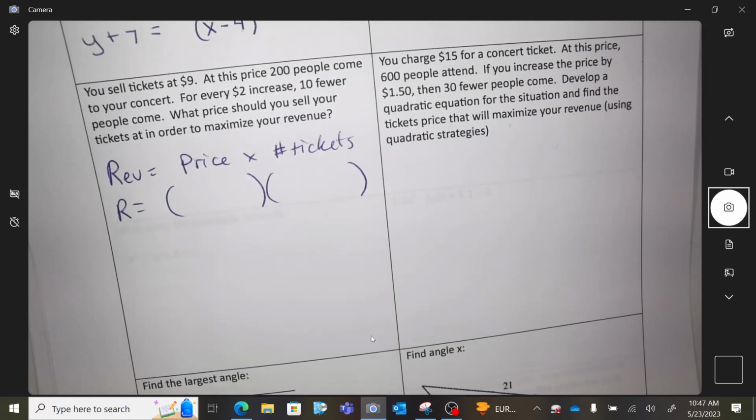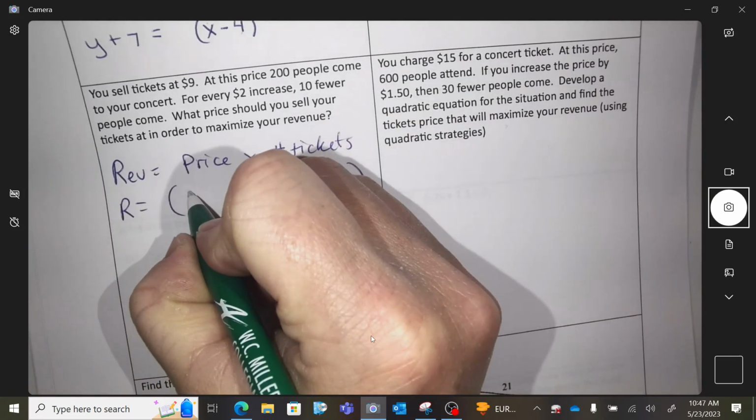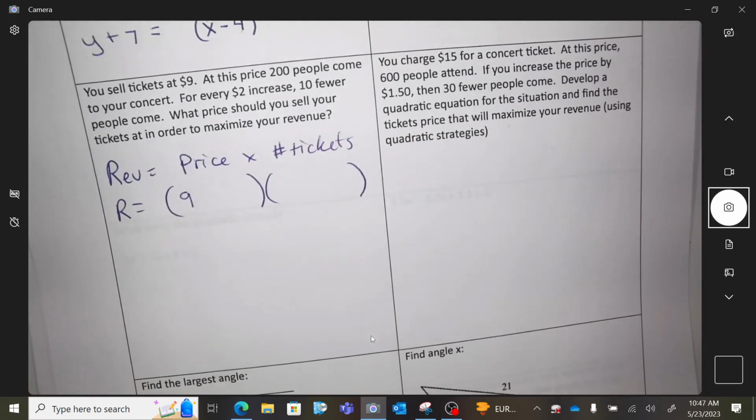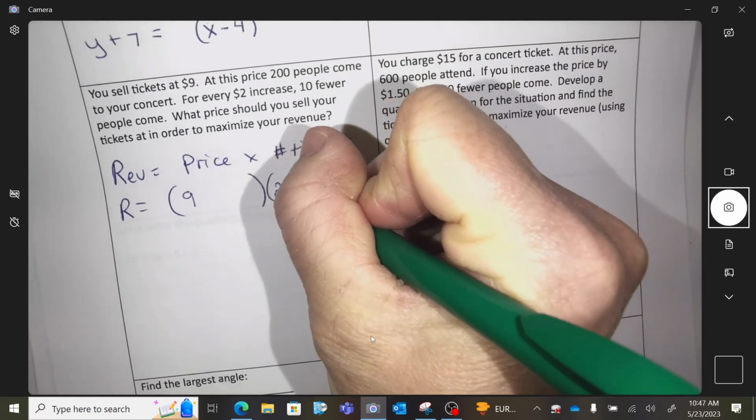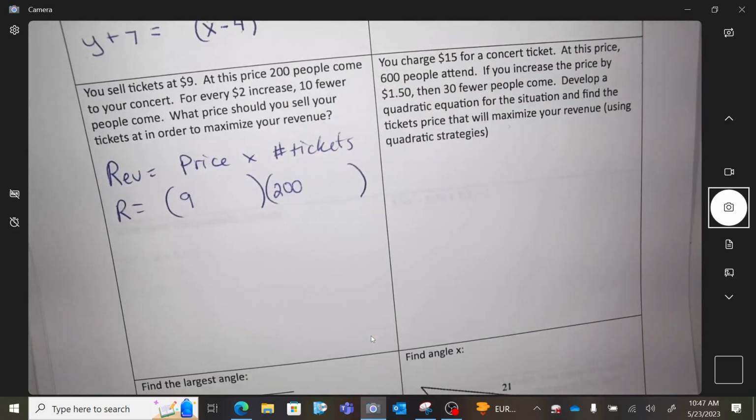Okay, then we're going to read and then we're going to fill in. So the first sentence says you're selling tickets for $9. So I'm going to put that at the price, $9. At this price, 200 people come. So 200 tickets.